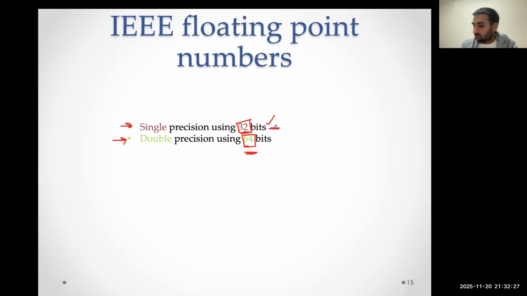Now, since we have a quiz, I don't want to open this topic at this point, because then I will leave you in the middle. I don't want to do that. So let's stop here, and we will talk about these 32-bit and 64-bit floating point number formats in the next lecture. Okay.